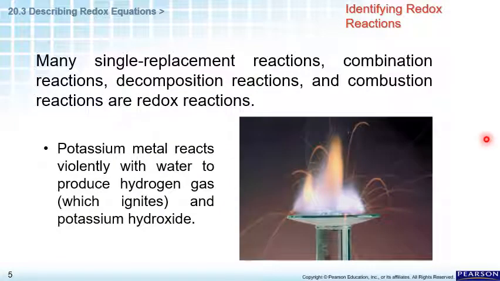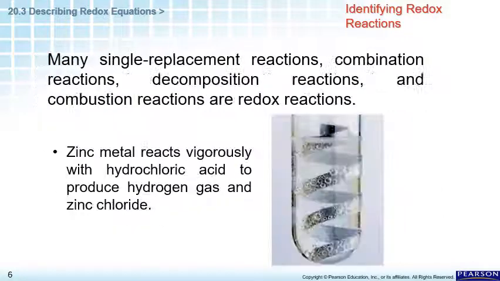Now, many single replacement reactions, combination reactions, decomposition reactions, and combustion reactions are known to be redox reactions. In this example, potassium metal reacts violently with water to produce hydrogen gas and potassium hydroxide. Our potassium metal belongs to the group 1 alkali metals. This is a very reactive solid that when allowed to react with water can produce hydrogen gas and potassium hydroxide. So this is an example of a redox reaction.